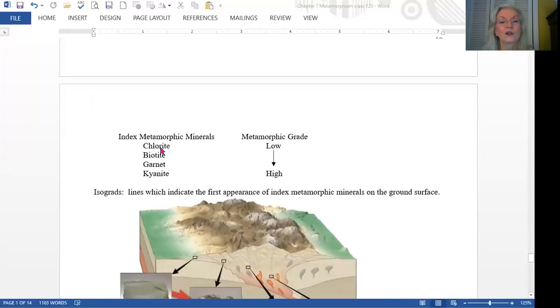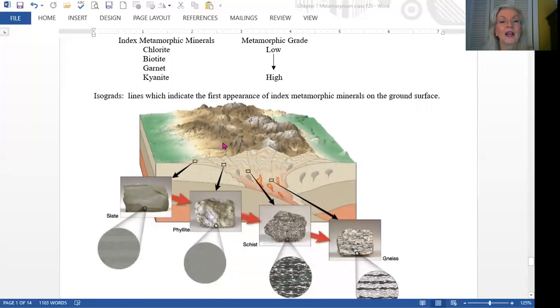So chlorite solidifies at a low temperature, so it's a low-grade metamorphic rock. Kyanite solidifies at a high temperature, so it's a high-grade metamorphic rock. Isograds are lines that indicate the first appearance of your index metamorphic minerals on the ground.